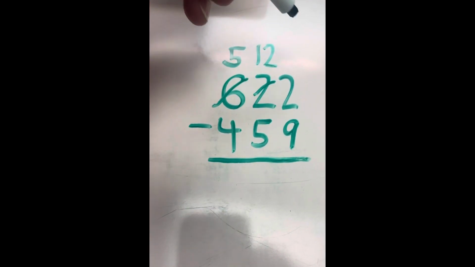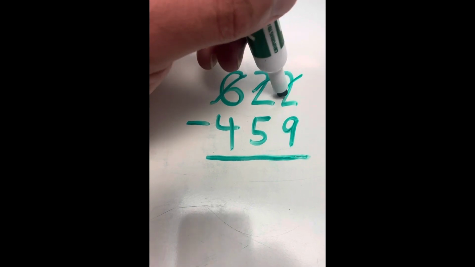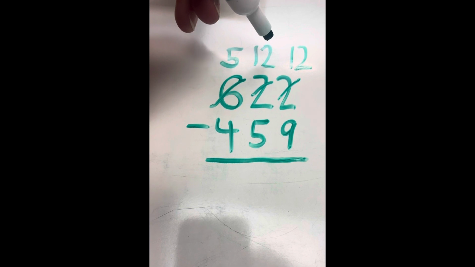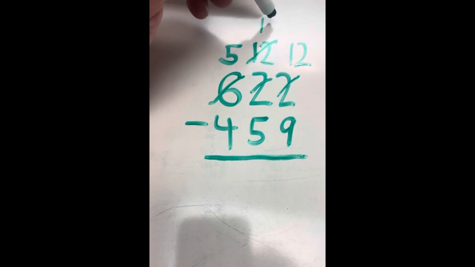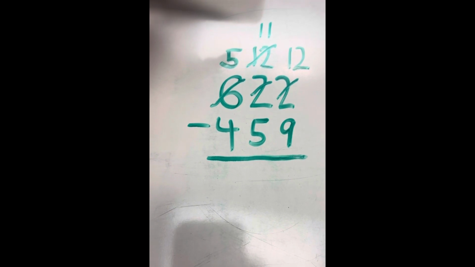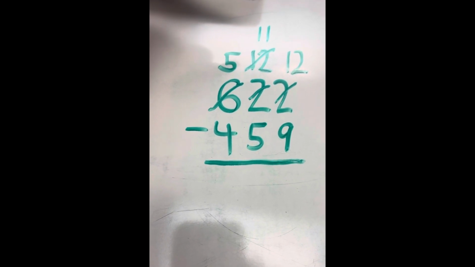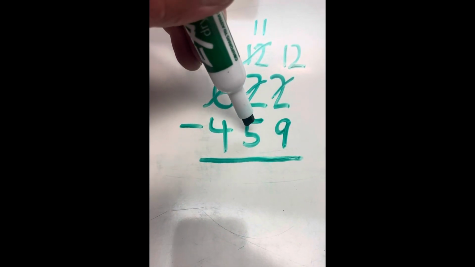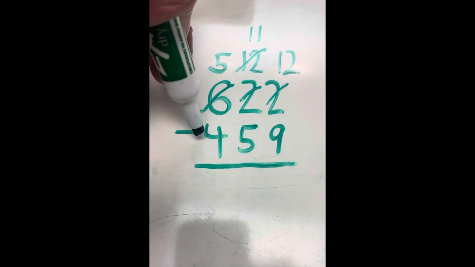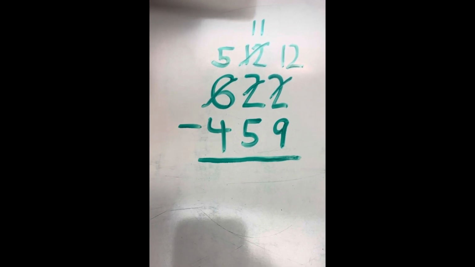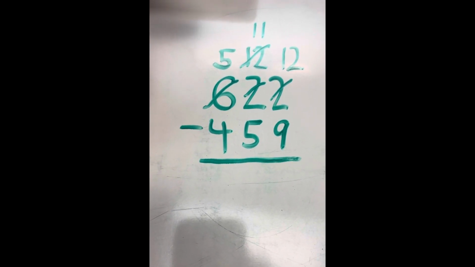Now going to the ones place, I'm going to add a 10. The 2 again is going to become a 12. And from the 12 in the tens place, we're going to take away 1. It's going to become an 11. Now I'm going to double check and make sure all my top digits are bigger. 12 is bigger than 9. 11 is bigger than 5. 5 is bigger than 4. So now that all of the top digits are bigger than all the bottom digits, we can subtract.